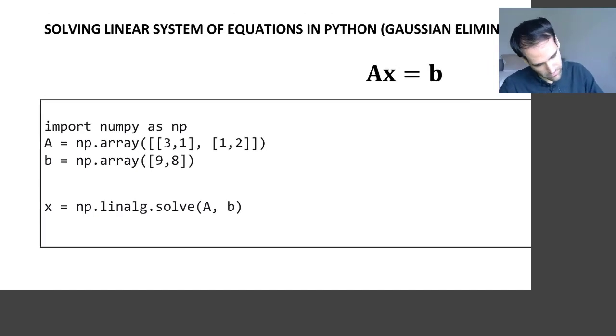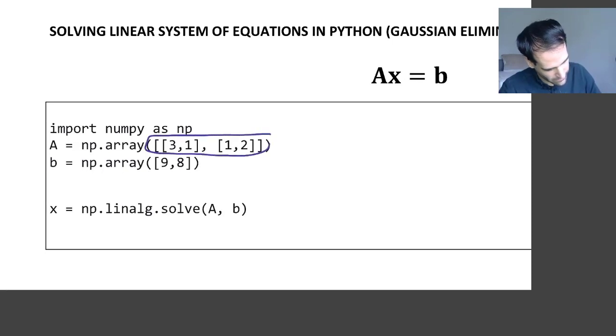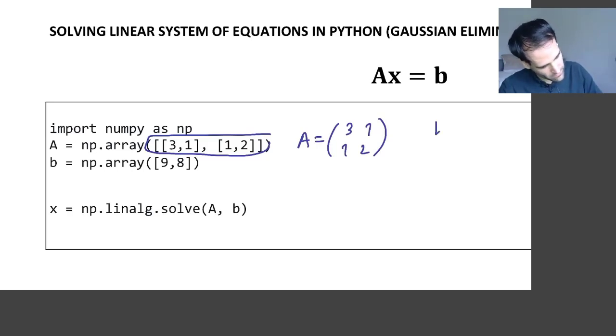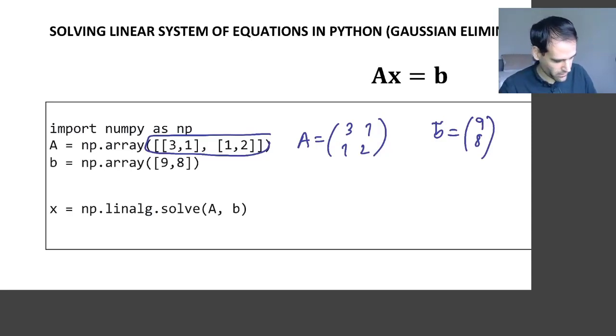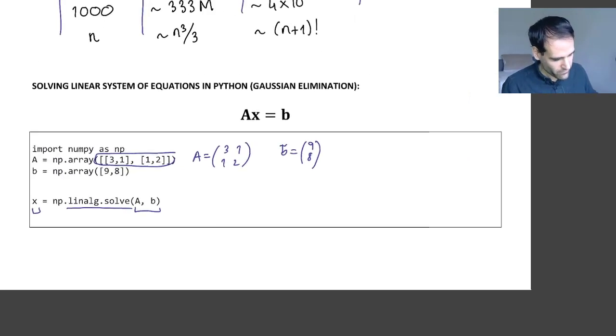So to solve the problem Ax equals b, you can specify A as an array, and this is our matrix A. Then you specify b as a vector, also an array. This is array 9, 8. And then you use the function linear algebra solve, and you provide A and b, and you get x. Okay, so that's how you would do it in a computer.